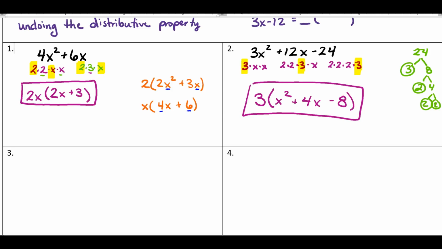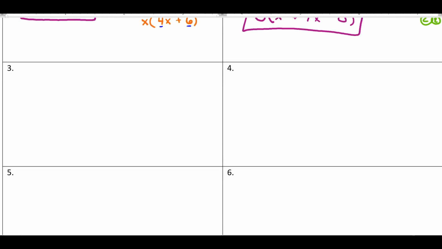So I want you to try number 3. So the problem is going to be 4x to the 5th minus 6x cubed plus 10x squared. So I want you to pause the video. When you think you have an answer and you want to check it, go ahead and turn it back on.